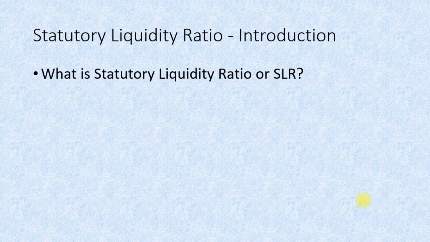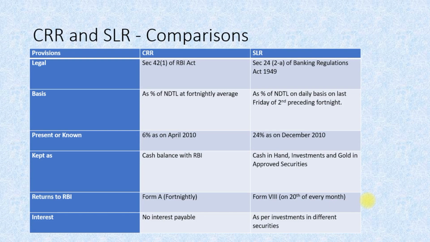So in other words, SLR is a percentage of deposits a bank maintains in liquid cash, gold or other securities. Before offering credit to customers, it is a reserve requirement that banks maintain this balance. The reserves of the commercial bank are not kept with the Reserve Bank but with the commercial banks themselves. So that is what is statutory liquidity ratio.